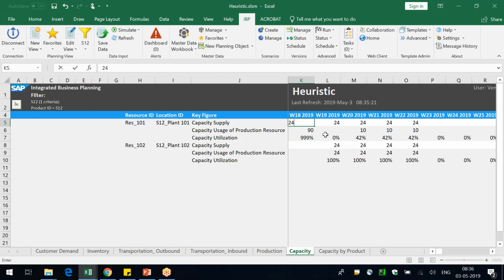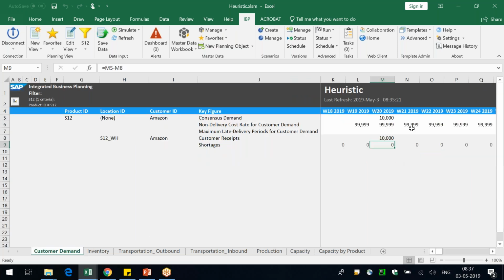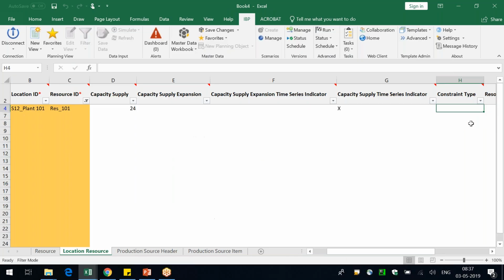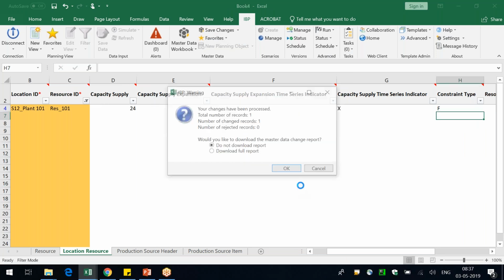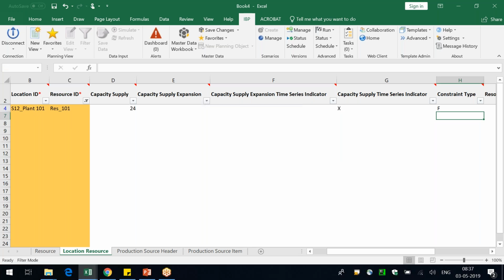I cannot maintain 24 here because it is the current week. I need to go into the backend and then maintain it. But the point is that it will meet the demand if you say that it is infinite. Now I'll go back and I'll say that this is a finite resource. You cannot do whatever you want to do. There is a restriction from the supply. Okay.